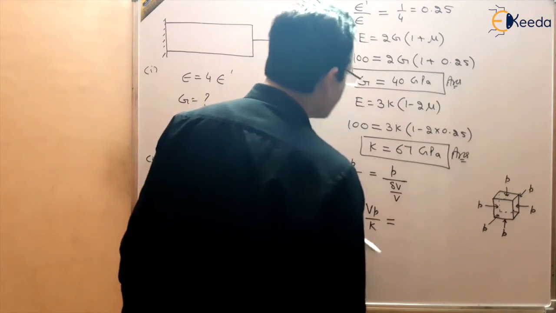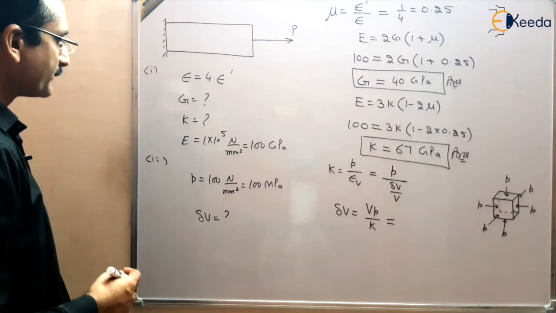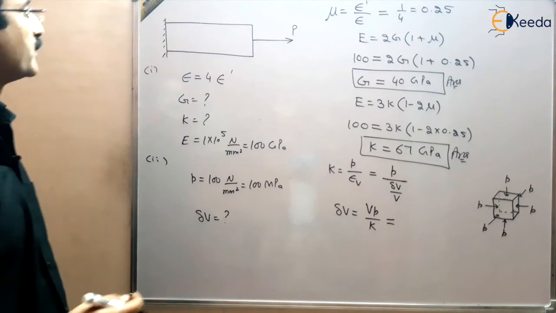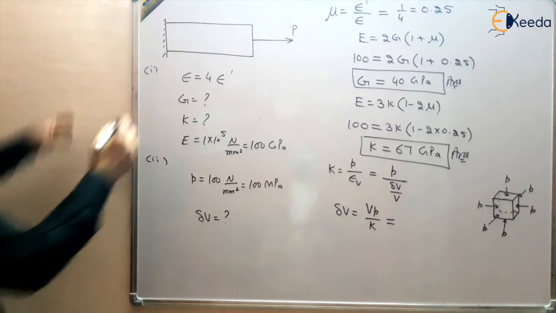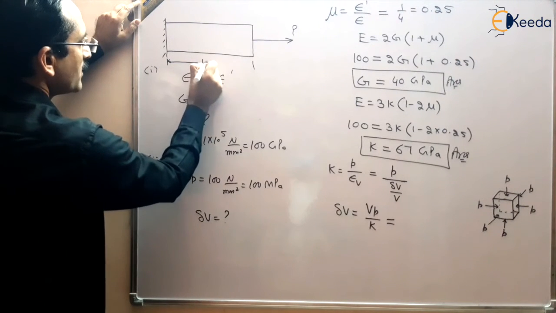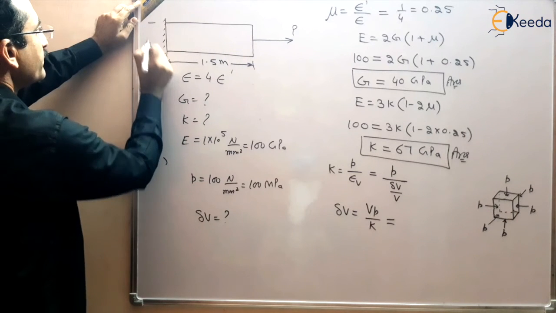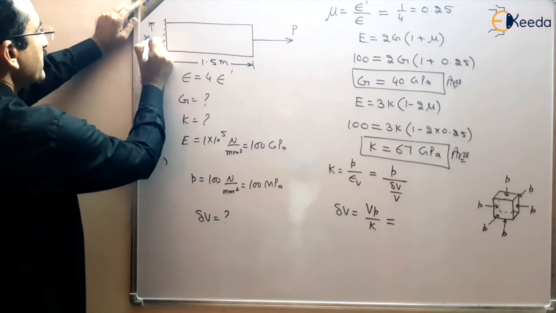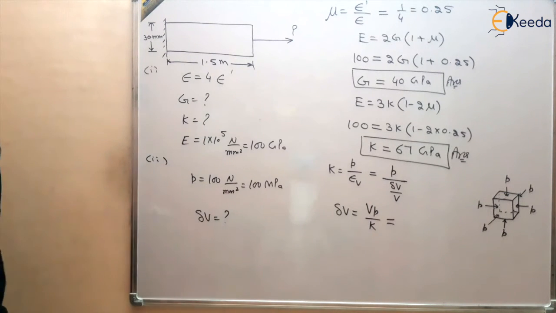And what is the volume of this body, right? So the length and diameter of this body should be given. What is the length of this body? The body is 1.5 meter, and the diameter is 30 mm. This is already given to us. The length of the body is 1.5 meter and diameter is 30 mm, right?